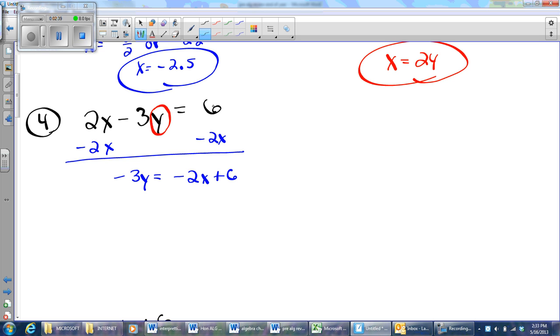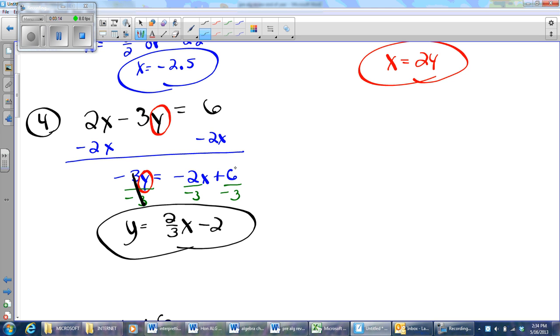All right. Now, the y is still not alone. There's a negative 3 by it. And this is where I'm going to divide by negative 3. Remember that when I do it to both sides for multiplication or division, I have to do it to all 3 terms. That's like the seesaw example I used with Raymond and his family, right? Okay, so the negative 3 is going to cancel. I'm going to get y equals 2/3 x minus 2. Okay, and there we go.